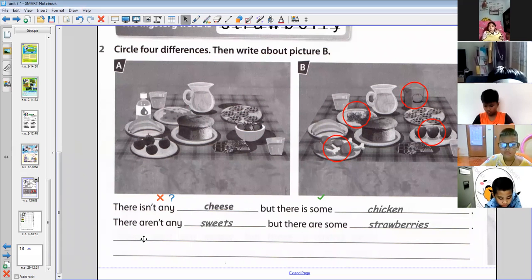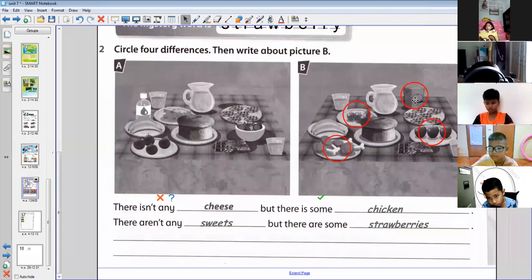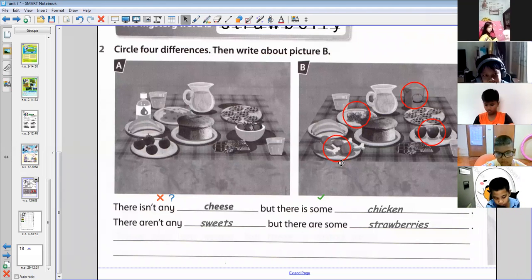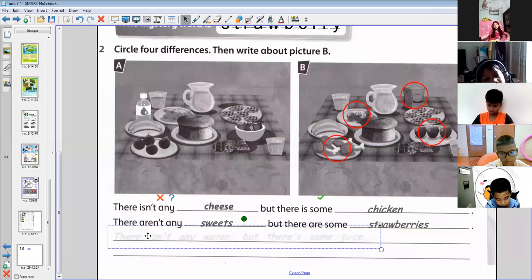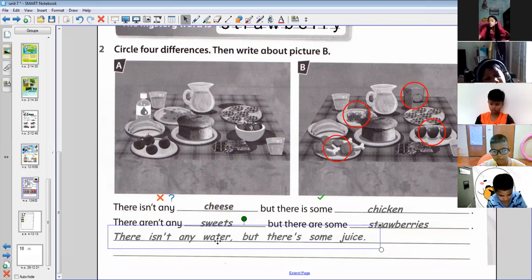Right. Who can think of another sentence? And I think it's uncountable. Orange juice, yeah. There's orange juice here. Okay, so we can say there is some orange juice, but there isn't any water. There isn't any. Cheese is uncountable.